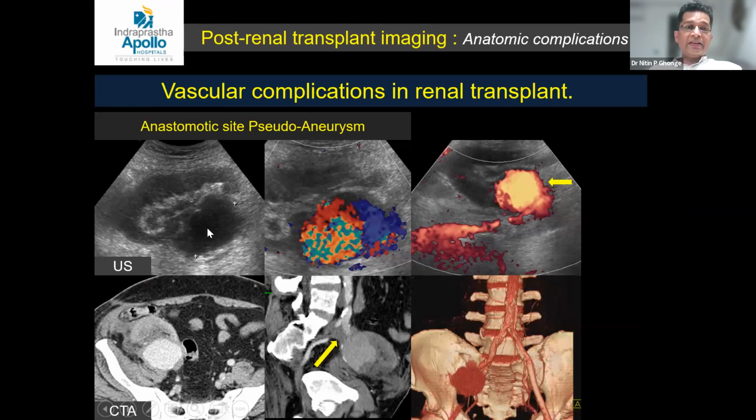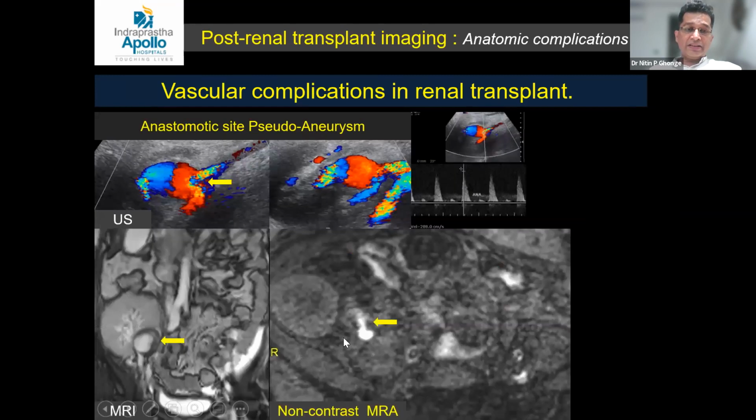Then we can see the anastomotic site pseudoaneurysm, as we can see here in this example, and then we can see contrast opacification on CT angiography in the same case with pseudoaneurysm at the anastomotic site. We can see the pseudoaneurysm in this another example where ultrasound detected this aneurysm at the anastomotic site, and then MRI showed this aneurysm with peripheral thrombosis.